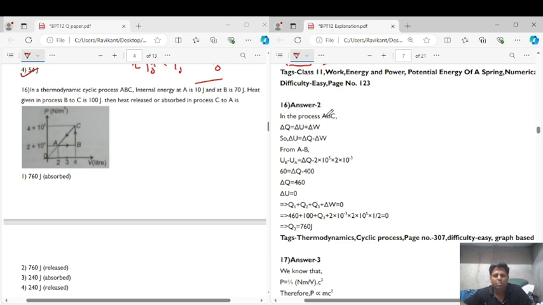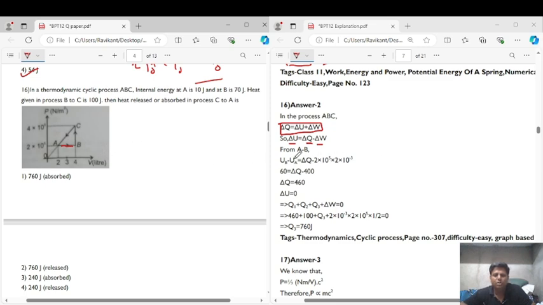Now, in the process ABC, we use delta Q = delta U + delta W. So delta U, that is the change in the internal energy, will be equal to delta Q, the amount of heat supplied, minus delta W, the amount of work done. When we are moving from A to B, there is no change in pressure, but there is a change in volume. So definitely work is being done.